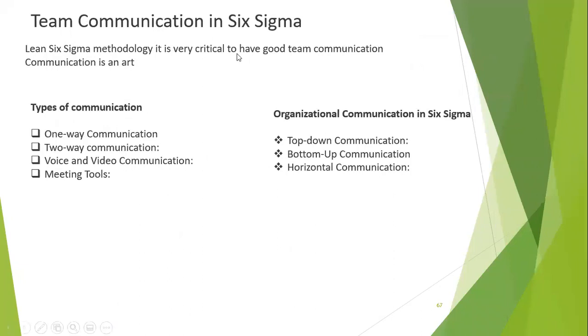Okay, and team communication in Six Sigma, everyone knows about it. It includes one-way communication and two-way communication, voice and video communication, and then meeting tools. These are all the ways we are communicating with people. Organizational level communication is top-down communication from the management to the associate level, and bottom-up communication is from the associate level to the management. Horizontal is between the same level, from other departments. That kind of communication is called horizontal communication. These are self-explanatory, nothing much in it.